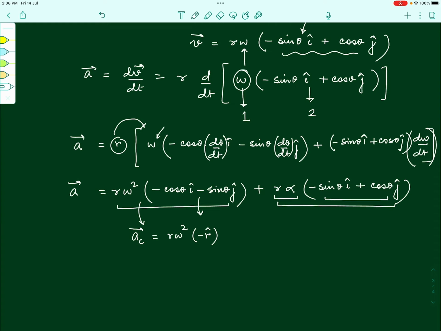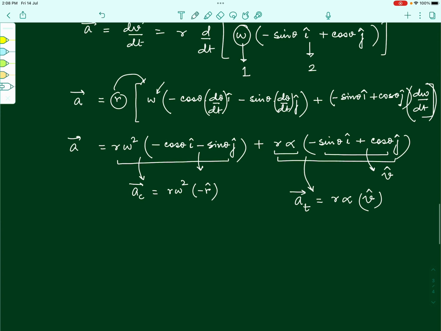So this second term is the second type of acceleration that the same particle would have, which points along the direction of the velocity, which is nothing but the tangential direction, and hence we give this acceleration a name: tangential acceleration. We write it as AT, and this tangential acceleration has a magnitude of r alpha and it points along the tangential direction, which is along the velocity vector, right.